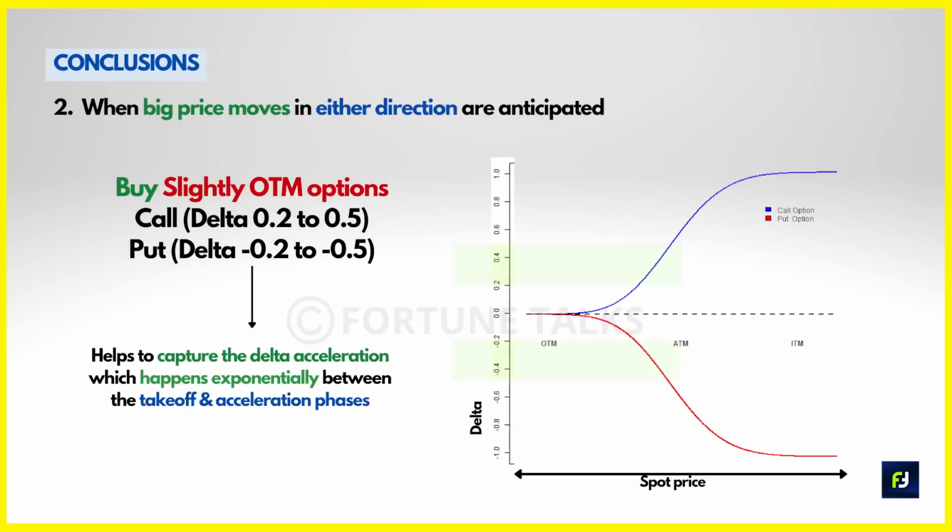The second point is when you expect big price moves in the underlying. Then I will recommend you to buy slightly OTM options because you can expect to win big, given the fact that the delta acceleration really comes into action during the takeoff and acceleration phase. During big price moves in the underlying, slightly out of the money options tend to move quickly between the different stages of ATM to slightly ITM, giving eye-popping returns.